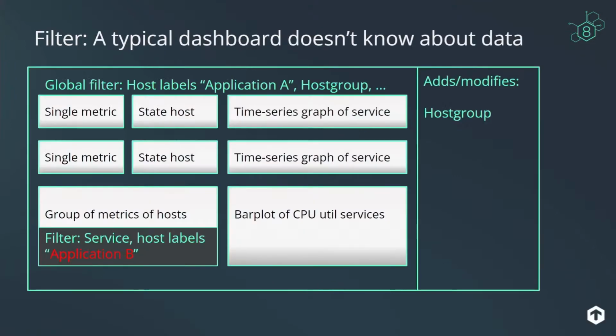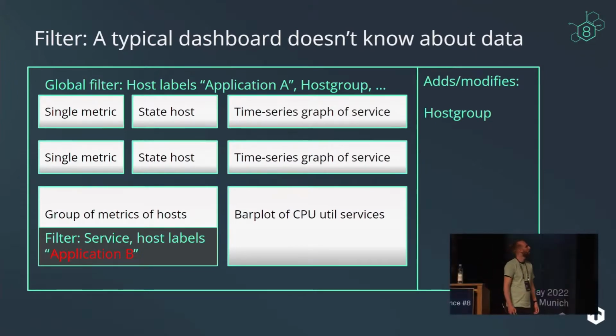In my generic dashboard, this means I add on a global filter my application A as a default filter, and I override this filter on my groups of metrics because I want to have context for a different application, because it's necessary and depending on that. I could also add additional service as a filter.